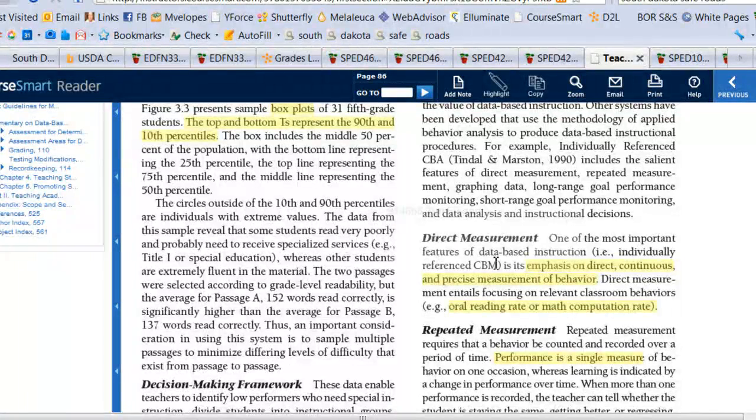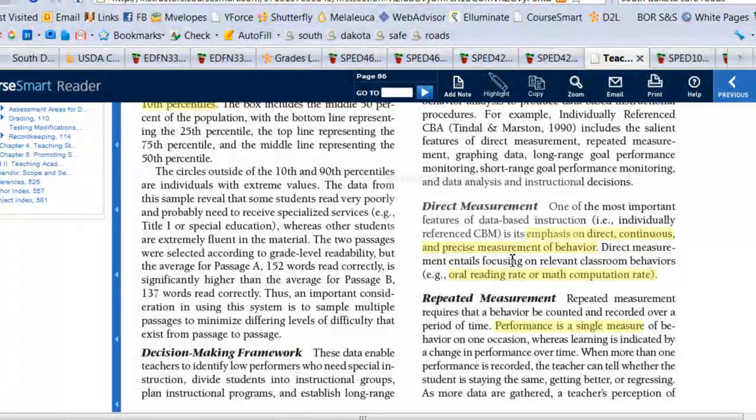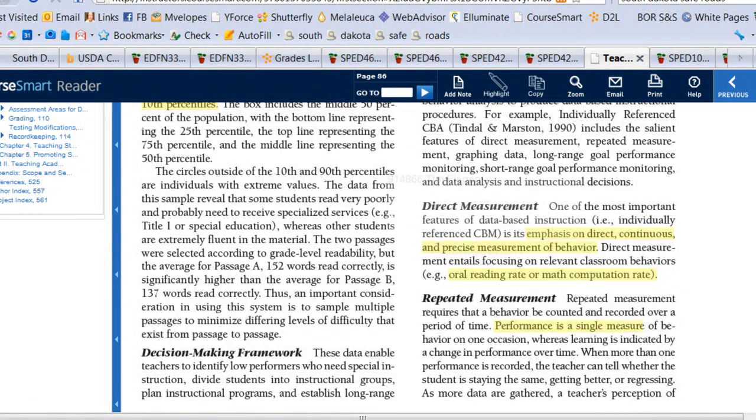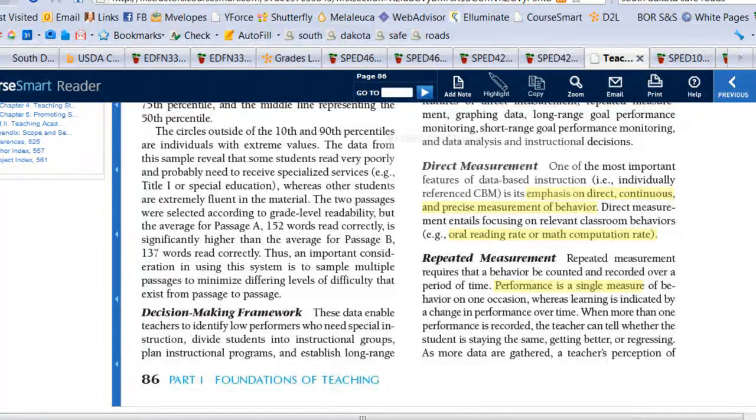First, a direct measurement. One of the most important features of data-based instruction is its emphasis on direct, continuous, and precise measurements of behavior. Precision teaching, like oral reading rate or math computation rate. Measure it, evaluate it, and set it to rate. Because again, what difference does it make if I can read all the words in a passage if my rate is so slow? And like I was sharing before about math, so what if I can figure out all 6 multiplication problems in a minute if the norm for that is 60 in a minute? Or 50.